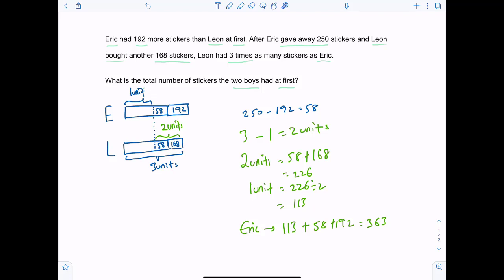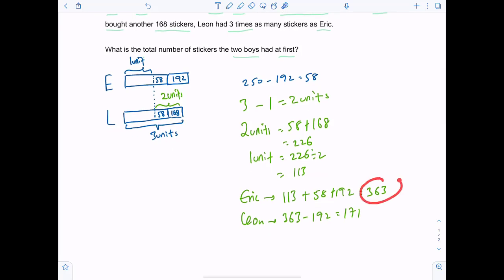And actually for Leon, you can just take away that 192 because Eric had 192 more than Leon at first. So we can straight away find Leon's as well. 363 take away 192 is 171. And we total them up to achieve our final answer: 363 plus 171 to give us a grand answer of 534 stickers at first.